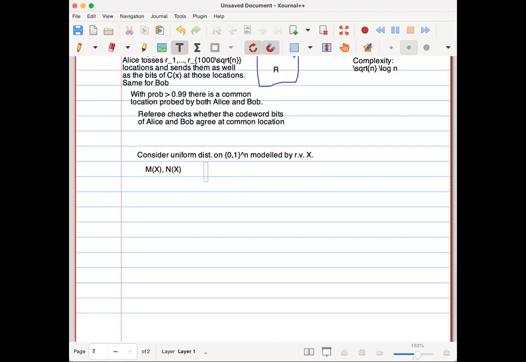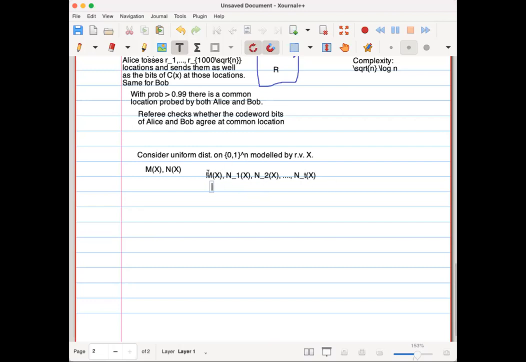In fact, I'm going to study something more. I'm going to take MX and N1X up to NtX. Remember the same X is fed to Alice and Bob. Alice outputs a message, which is MX. Bob would output NX, but now we make Bob output t independent copies of the message. Where is the independence coming from? They use the same X, but Bob independently tosses his private coins for N1, for N2, up to Nt. That is the setting I'm talking about.